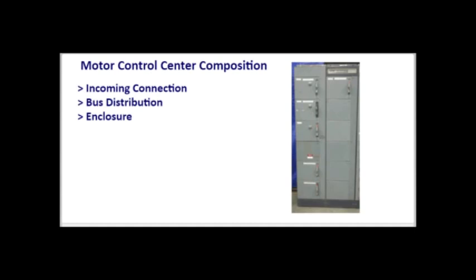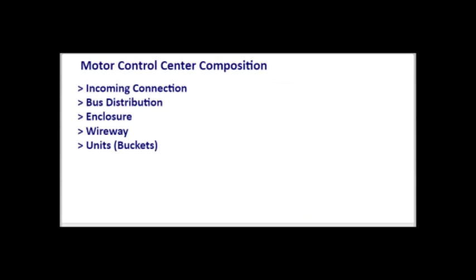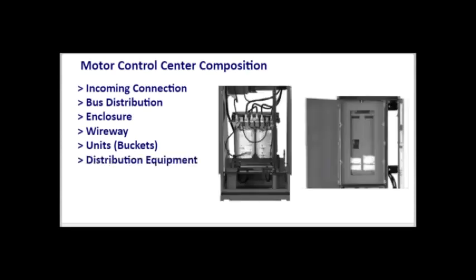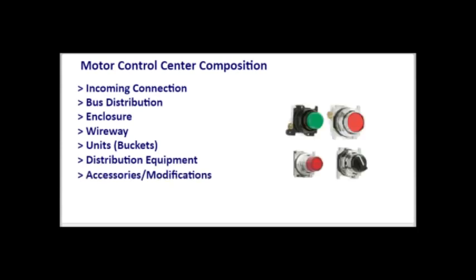Control and power wire is distributed through the vertical, top, and bottom wireways. The units, also known as buckets, contain motor starters or feeder switches or breakers. Other distribution equipment such as transformers or panel boards can also be contained in the motor control center. Accessories and modifications such as push buttons, selector switches, and indicating lights may be added to tailor the units for specific applications.